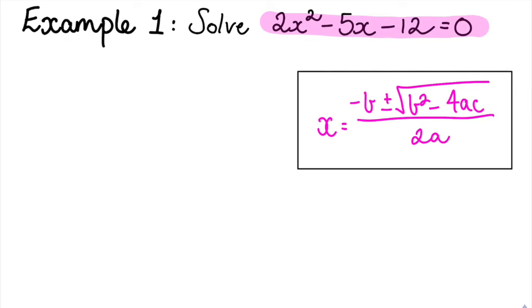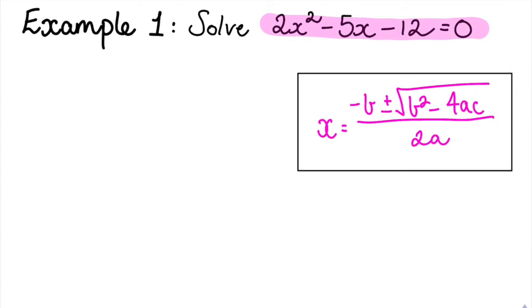For us to get started using this formula, we're going to assign values to a, b, and c. A is the coefficient of the quadratic term, so 2 in this case. The second coefficient, -5, is associated with b. And our constant is going to be our value for c. Let me write this out so it's a little more clear.